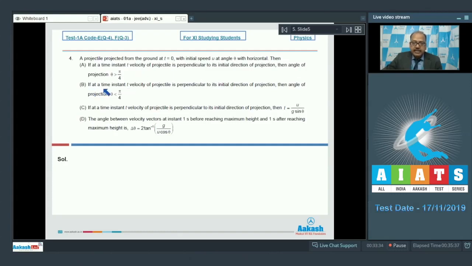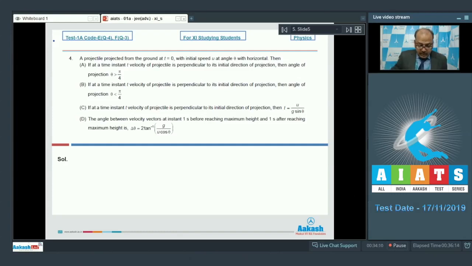Option B says, if at a time instant t velocity of projectile is perpendicular to its initial direction of projection, then angle of projection theta is less than pi by 4. Option C says, if at a time instant t velocity of projectile is perpendicular to its initial direction of projection, then t is equal to u by g sine theta. And option D says, the angle between velocity vectors at instant 1 second before reaching maximum height and 1 second after reaching maximum height is delta theta equal to 2 tan inverse g by u cos theta. So let's evaluate each and every option.